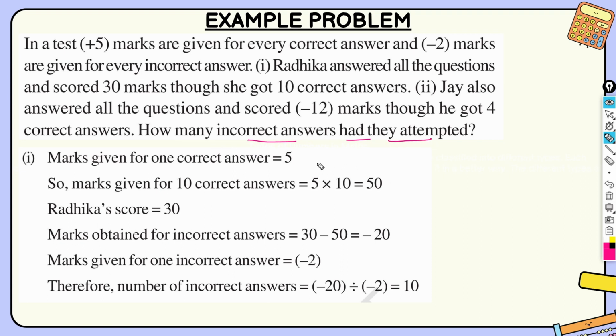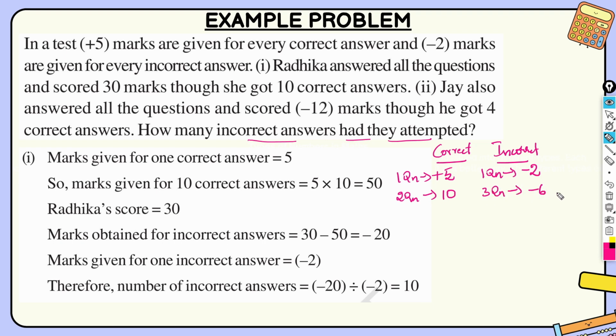There is a test. In the test, for every correct answer, a person scores plus 5 marks for one question. For every incorrect answer, the person scores minus 2 marks per question. That means if 2 questions are correct, the score will be plus 10, whereas if 3 questions are incorrect, the score will be minus 6. So the net score will be 10 minus 6, which is equal to 4.